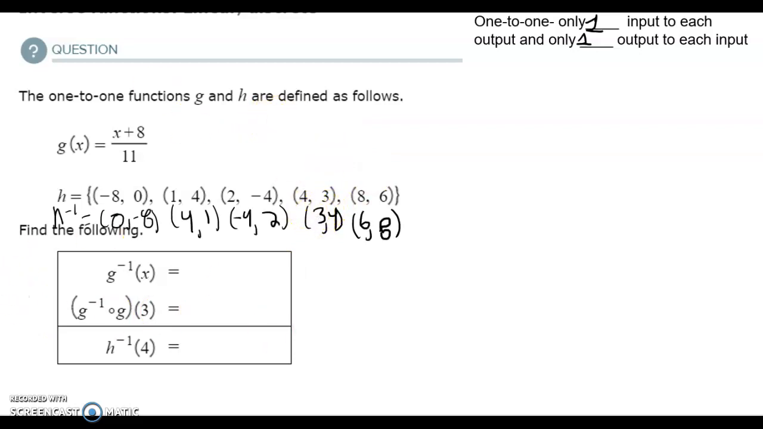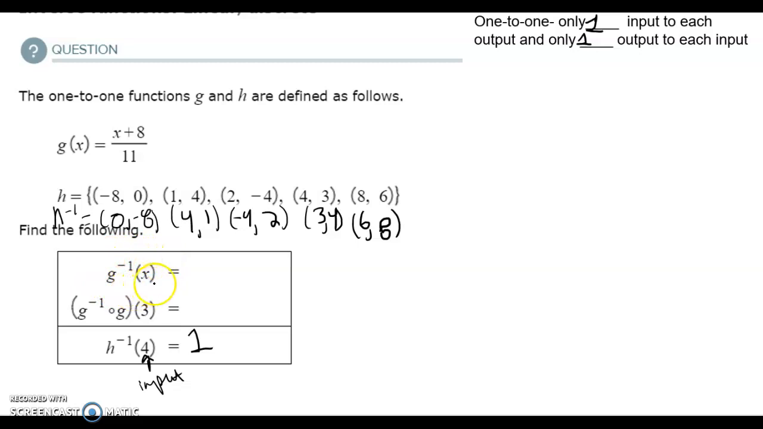So I switched all of my inputs and my outputs. So my x's became y's and my y's became x's. This one's known, my input is 4. So I'm going to go to my h -1, or my inverse of h. When my input is 4, I got out a 1.